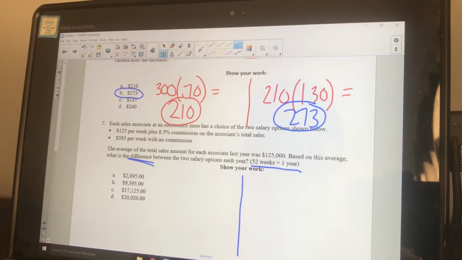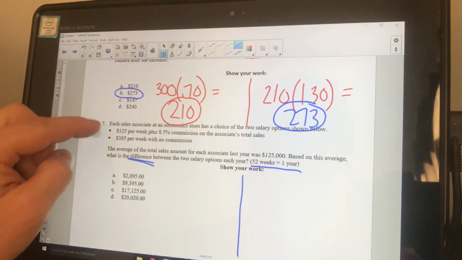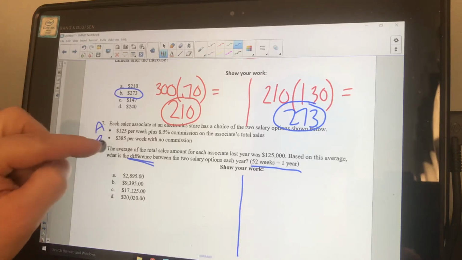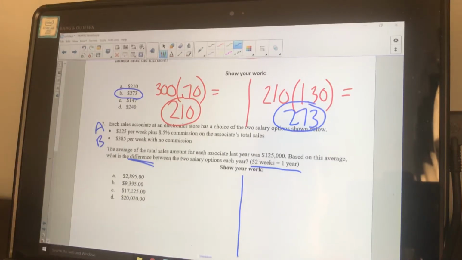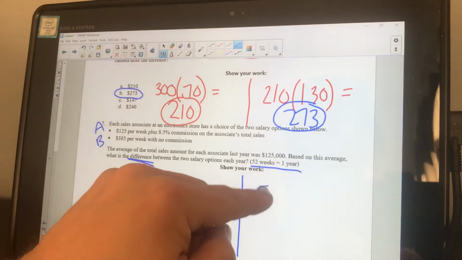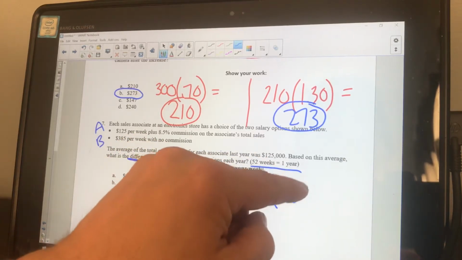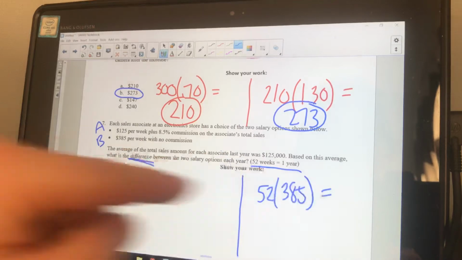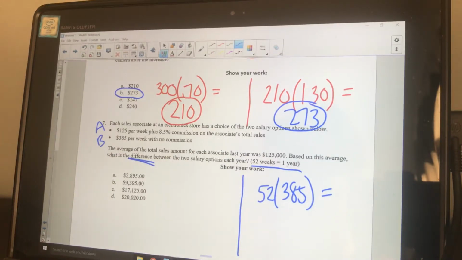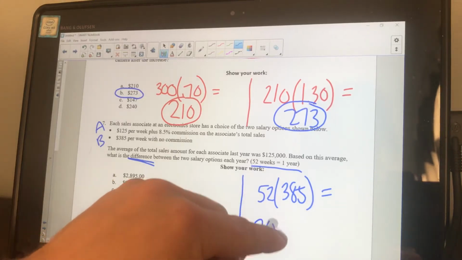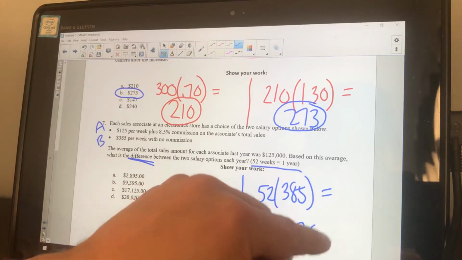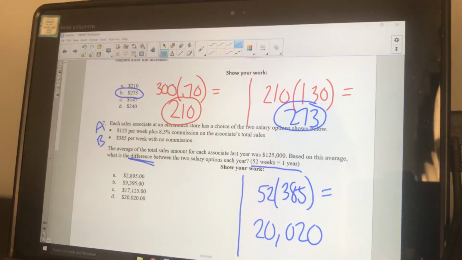Okay, so I've got to figure out salary A. I'll call this one A, I'll call this one B. I've got to find the difference between them, so I do have to do the work on both. Salary B is going to be easy because it's 52 weeks. You get $385. You don't get anything else. So 52 times 385 is $20,020. Remember, I've got to subtract that at the end.